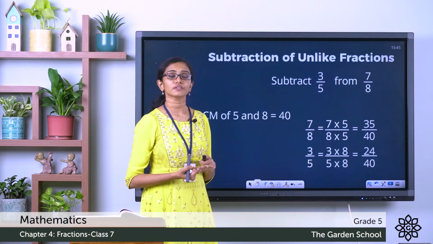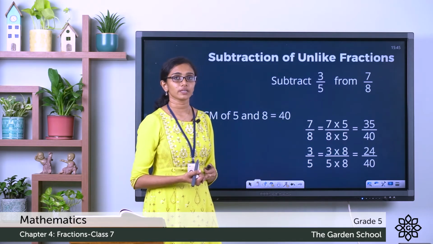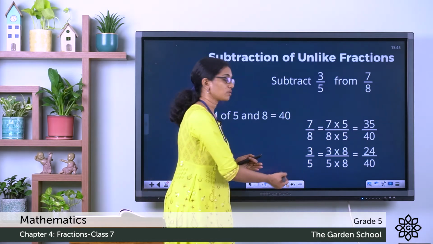In the case of the other fraction 3/5, how do we change the denominator to the LCM 40? Just divide 40 by 5. What is it?